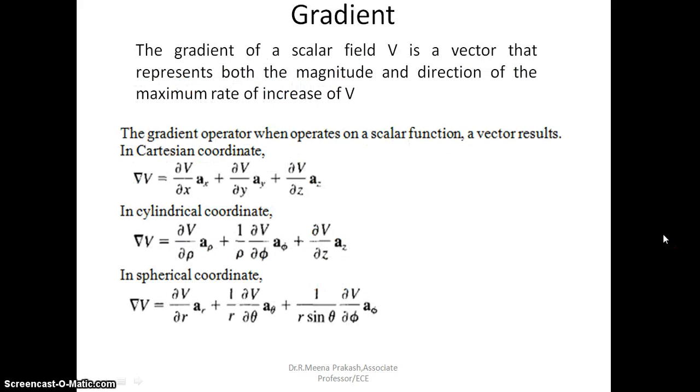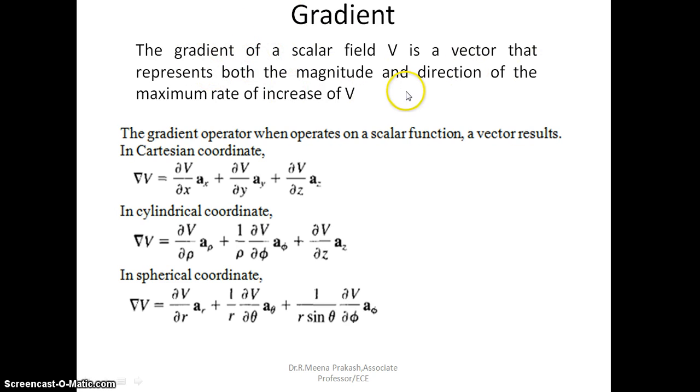Next we will discuss the three operators. There are three operators: gradient, divergence, and curl. So let us see them one by one. First one is gradient. How do you define a gradient? From the name itself we can understand that gradient means change. What is the rate of change?